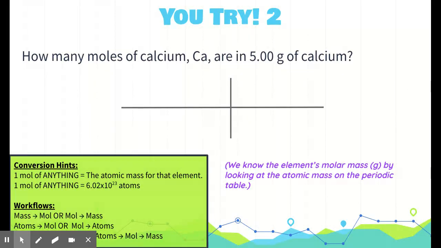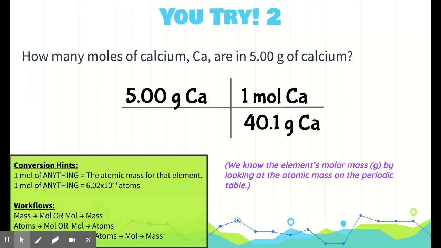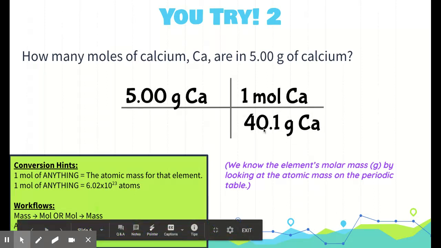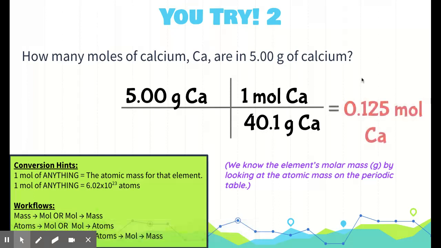Another one here, if you want to pause this for a minute and try it out. We're going to start with 5 grams of calcium. Grams of calcium has to go on the bottom, so I'm going to pull this mass from the periodic table, set that equal to 1 mole, and do our math to get our final answer.